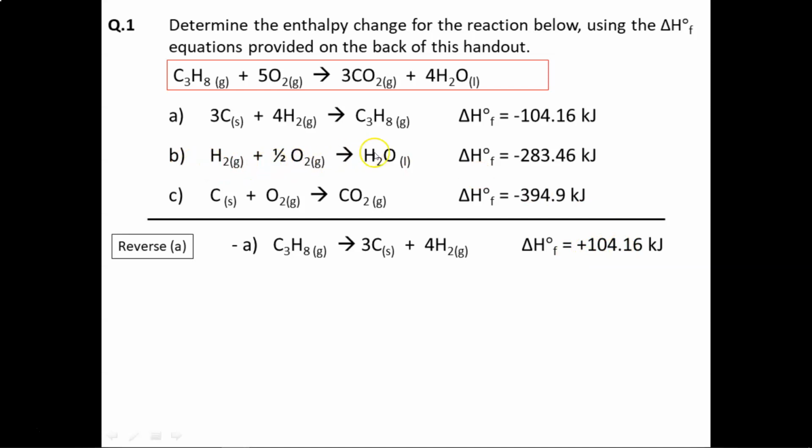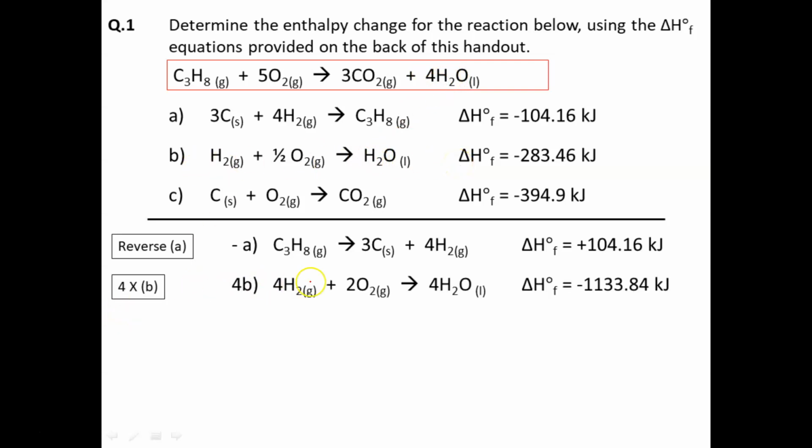Looking at equation B, I see water is on the product side. Well, that's where it's supposed to be, so that's fine. Don't need to reverse this. But you'll notice that the target equation has 4 waters involved. So I'm going to multiply the water, equation B, by 4 as well. In so doing, I've also multiplied the enthalpy change by 4.